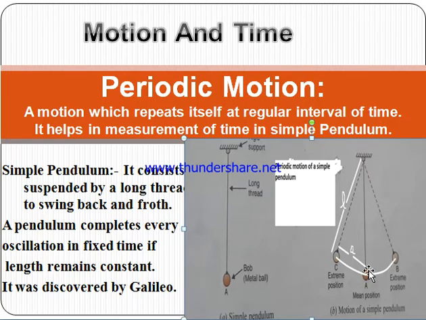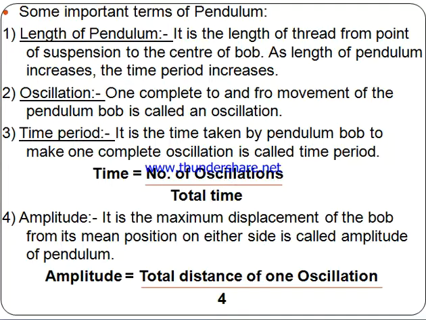A pendulum completes one oscillation from the point C, when it goes to B and again comes back to C. A pendulum completes every oscillation in a fixed time if the length remains constant. It was discovered by the scientist named Galileo. Galileo was an important scientist who discussed periodic motion.